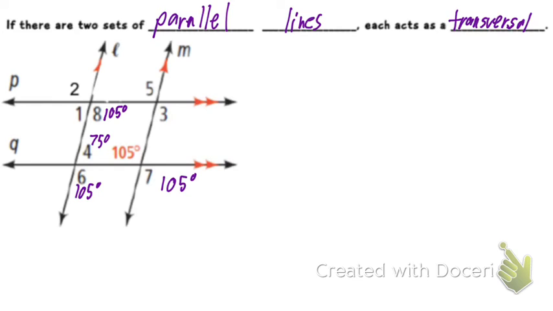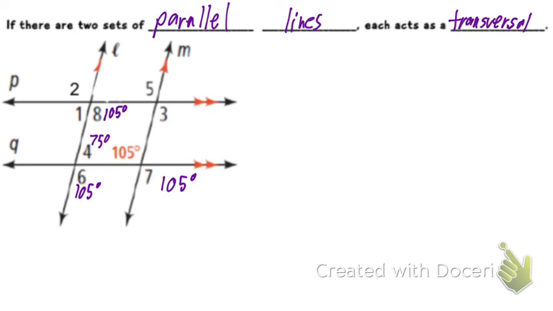Can we rule out alternating, Bailey? No. Are these on the same side of the transversal or different sides of the transversal? The same. Okay, so we can rule out alternating. So what are our options left? Linear pair, vertical, and corresponding.